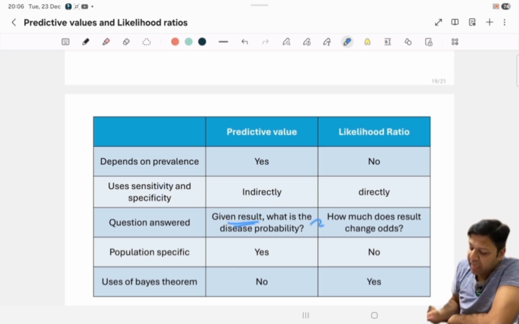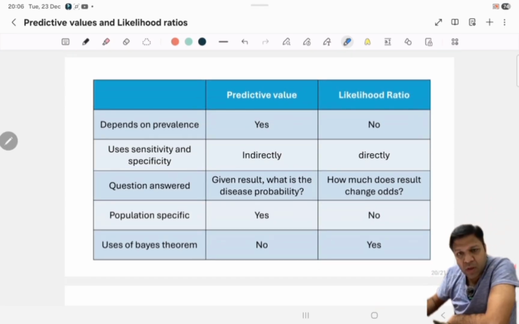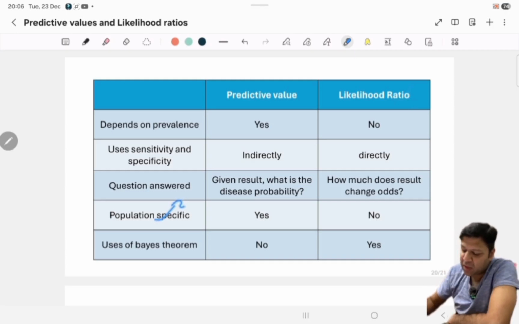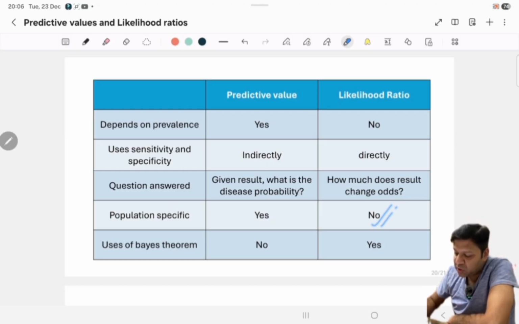Question answered: given the result, what is the disease probability? That is answered by predictive value. How much does the result change the odds? That is answered by likelihood ratio. So I know this is confusing, but remember the language. They directly ask this. Population specific: predictive value, because predictive value depends on prevalence. Likelihood ratios are not population specific because they don't depend on prevalence.